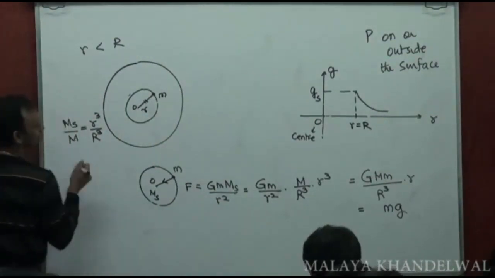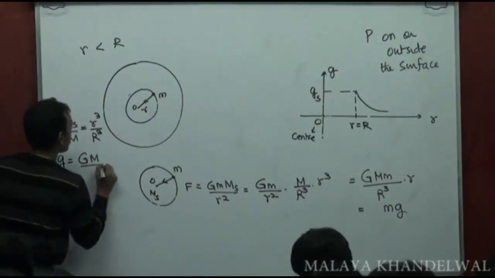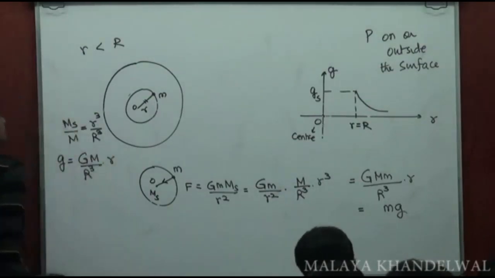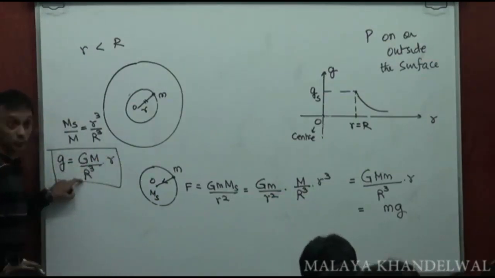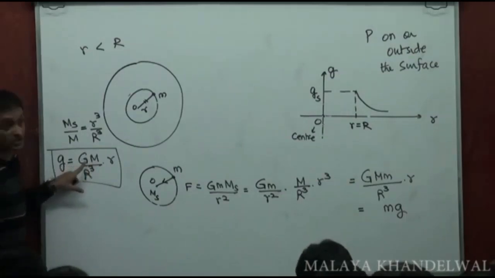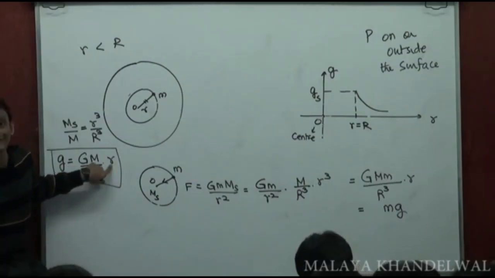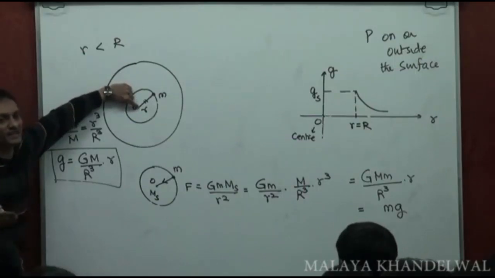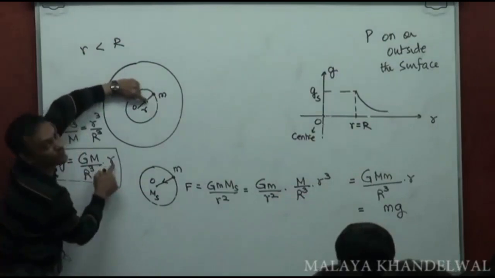Which gives me g equal to GM by R cube into small r, where GM by R cube is a constant. R is the radius of the earth, M is the mass of the earth, and G is 6.67 times 10 to the power minus 11. So g is proportional to r. That means at the center of the earth, where small r is 0, g is 0, and as you move further away from O, g increases proportional to r.